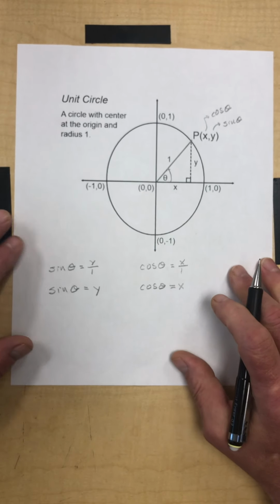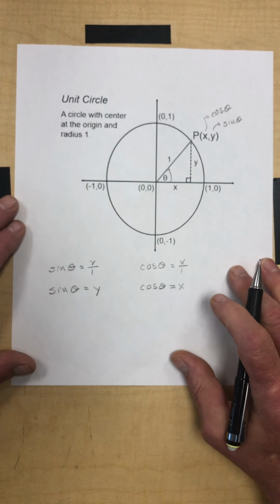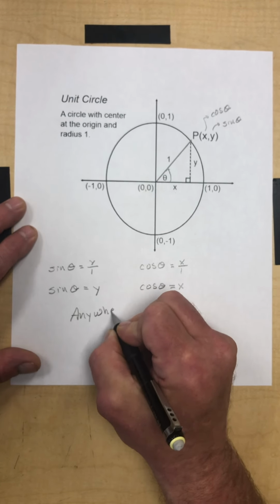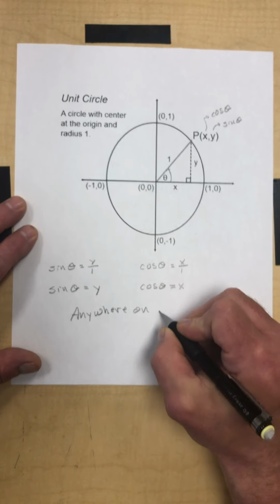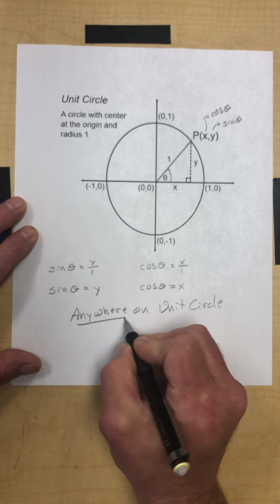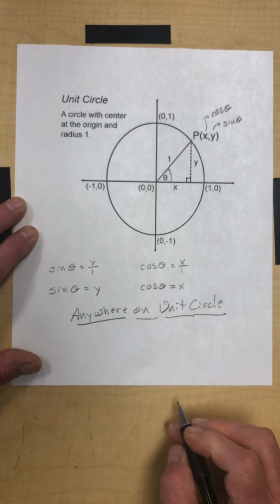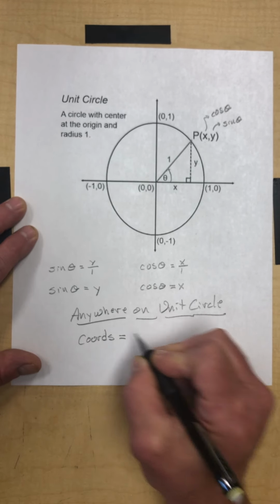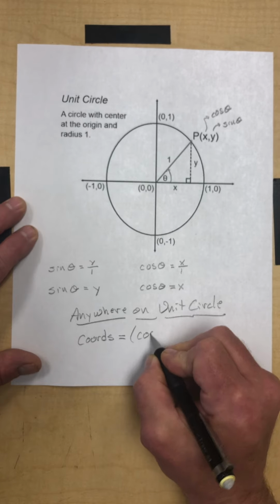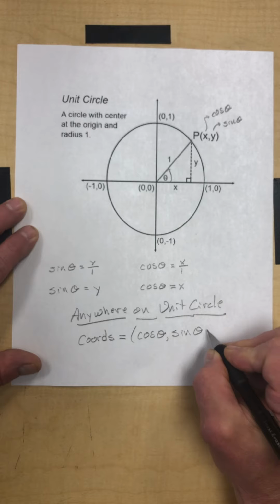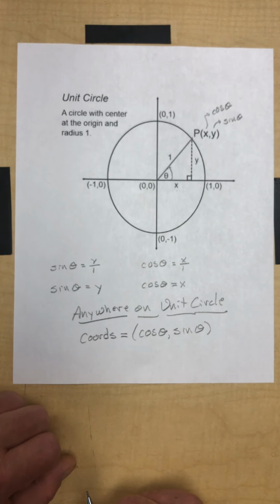So that means anywhere on the unit circle, anywhere at all, the coordinates are always cosine of theta as your x coordinate and sine of theta as your y coordinate. So I like that guy.